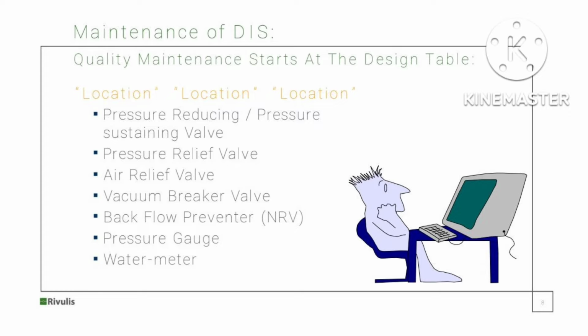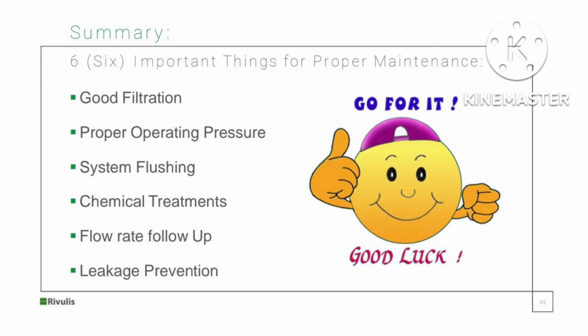Locations: pressure reducing valve, pressure sustaining valve, pressure relief valve, air relief valve, vacuum breaker valve should be at their locations. Backflow preventer and NRV should be in place. Pressure gauge and water meter should be installed. Six important things for proper maintenance: good filtration, proper operating pressure, system flushing, chemical treatments, flow rate follow up, and leakage prevention.